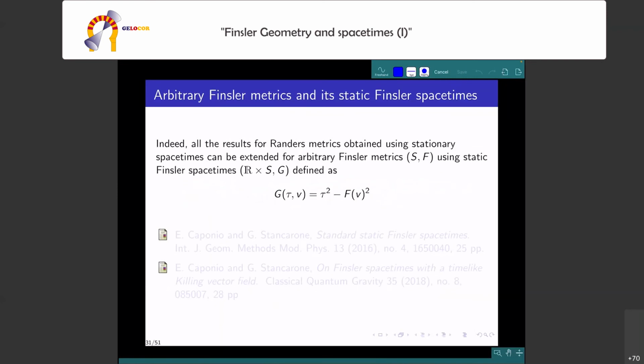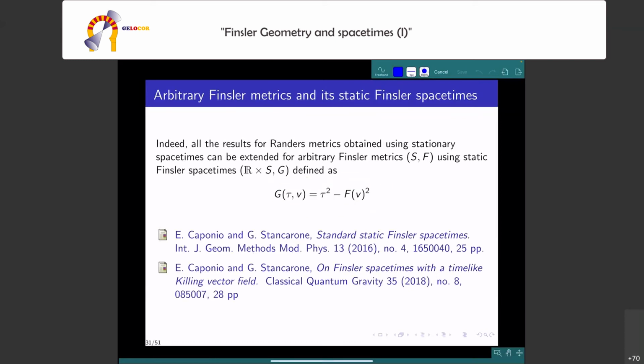In particular, you can use this class of Finsler spacetimes here, this class of Finsler spacetimes which are called stationary Finsler metrics or static Finsler spacetimes, and then the result by Fathi and Siconolfi. This was done, in fact, by Erasmo Caponio and Stancarone in this paper of 2016.